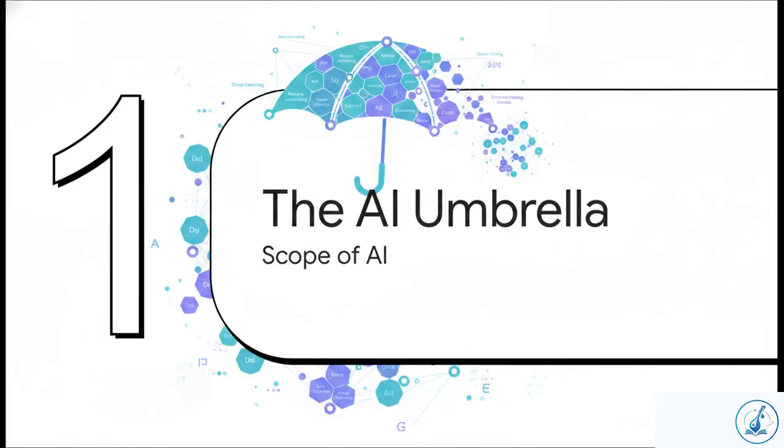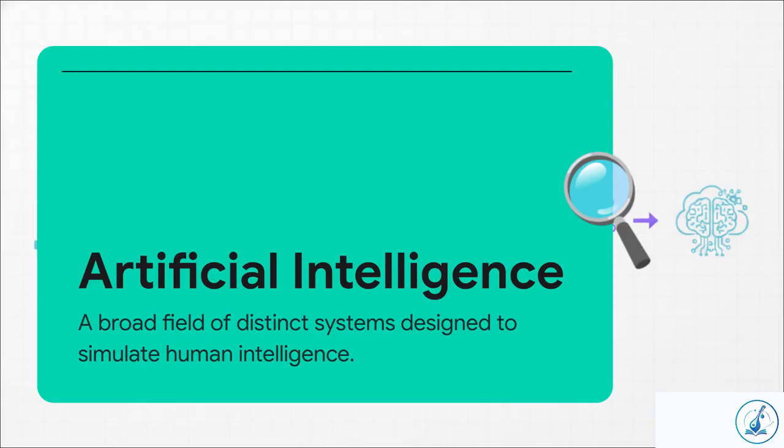Section 1. The AI umbrella. Scope of AI. We're kicking things off by completely busting the myth that AI is just one giant monolithic technology. So, the absolutely crucial point here is that artificial intelligence is literally a broad canopy. It covers entirely different mathematical approaches to problem solving.